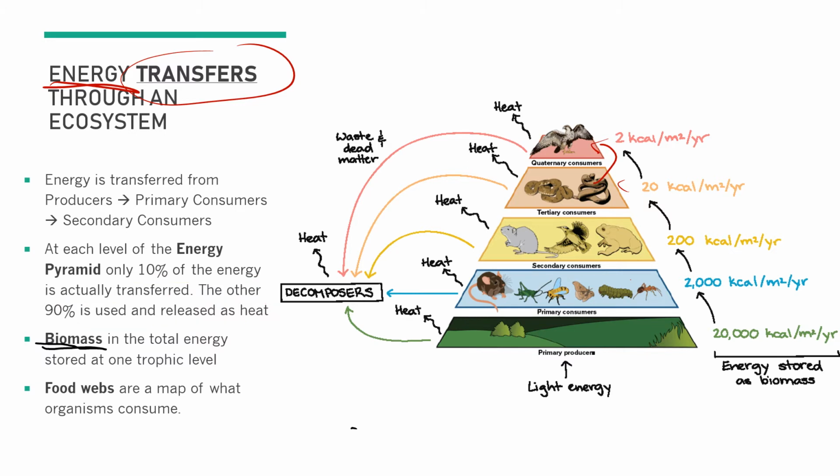Food webs, again, something you really should have probably learned in middle school. This is basically a food chain, except it's a map. So instead of being just a chain from one to the next, it shows how energy actually transfers. So you're going to have lots of arrows instead of just one chain.